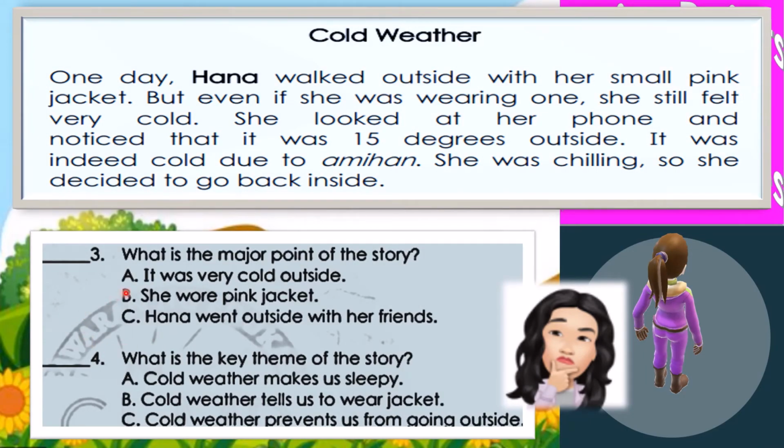Question number 3. What is the major point of the story? A. It was very cold outside. B. She wore a pink jacket. And letter C. Hannah went out with her friends. Number 4. What is the key theme of the story? A. Cold weather makes us sleepy. Or B. Cold weather tells us to wear a jacket. And letter C. Cold weather prevents us from going outside.